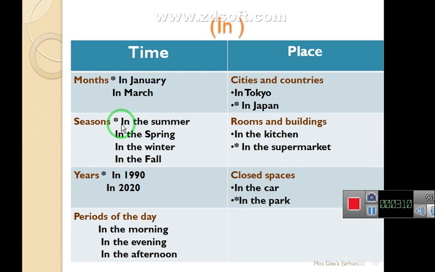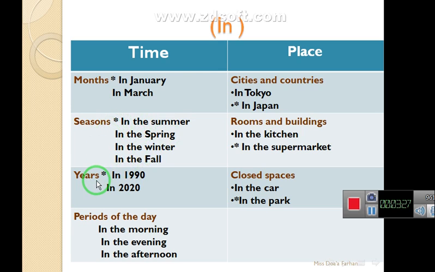For example here in the summer. summer اللي هو فصل الصيف. in the spring اللي هو فصل الربيع. in the winter اللي هو الشتاء. and in the fall اللي هو الخريف. So all of these seasons لازم أستخدم قبلهم the preposition in.